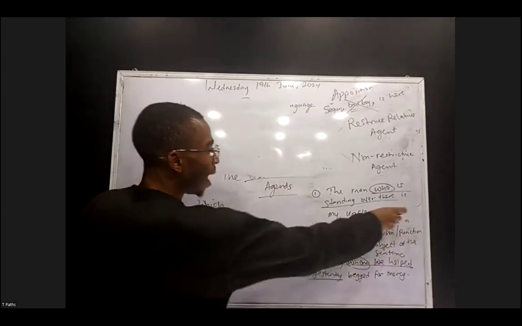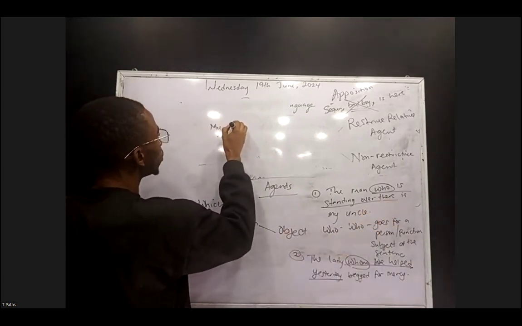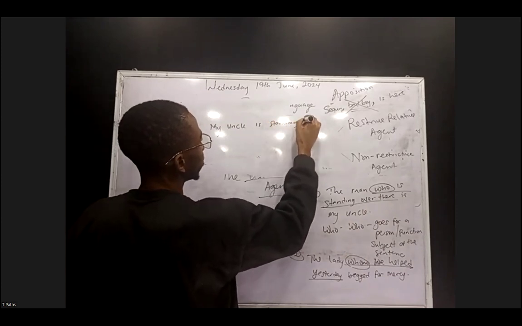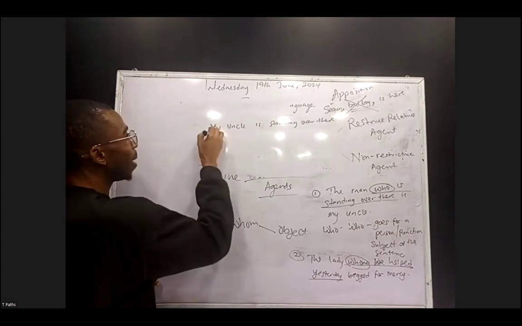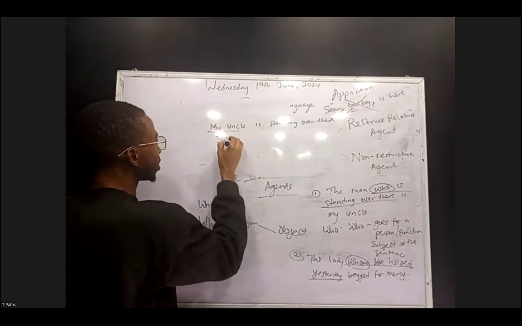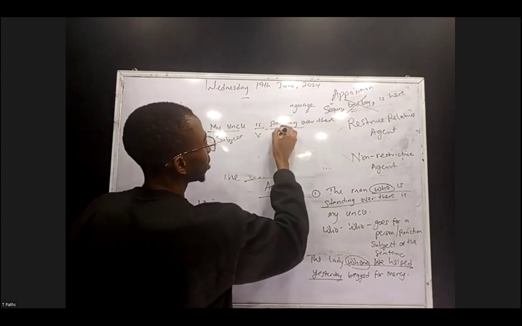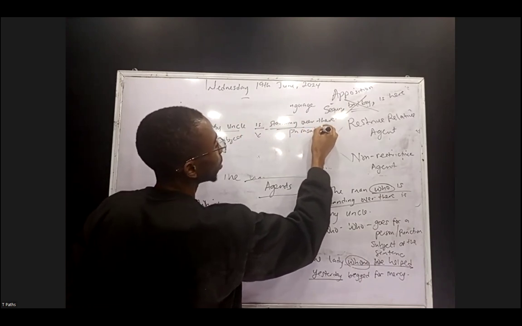The first one: the man who is standing over there is my uncle. My uncle is standing over there. Can you see? We rephrase the sentence by saying, my uncle becomes the subject of the sentence, and the verb is standing over. Standing over is a phrasal verb. Yes or no?